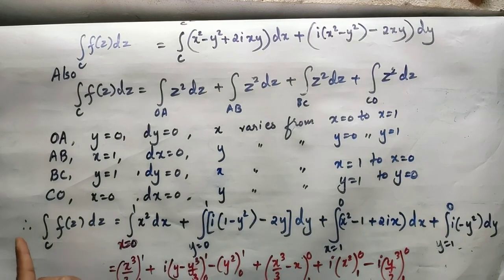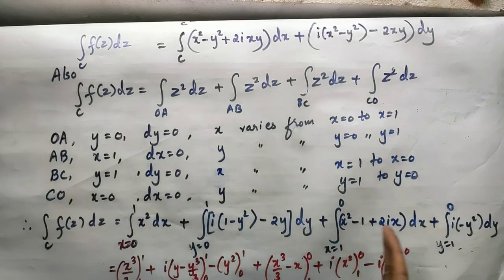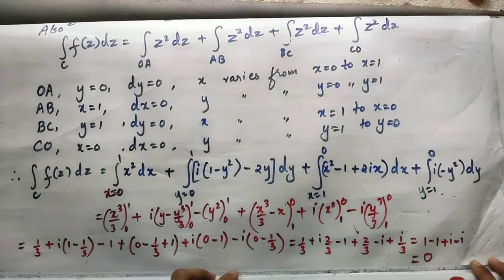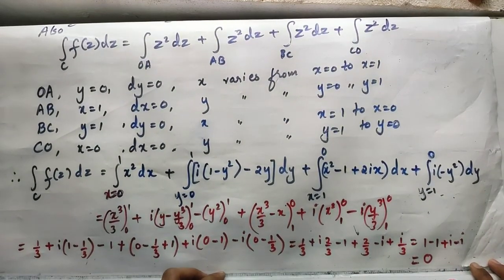After that substitute the values, and just integrate and simplify, you get the value to be 0. Hence Cauchy's theorem is verified.